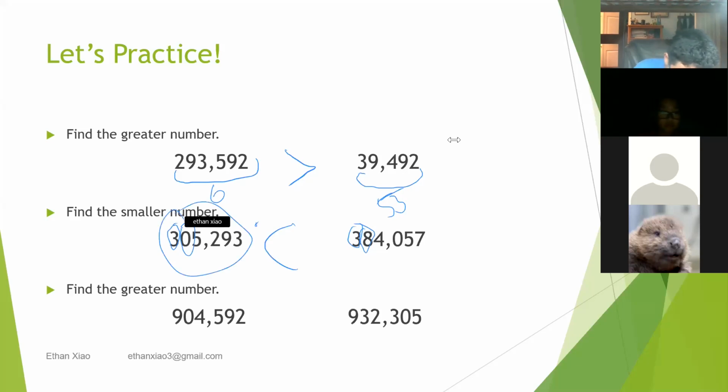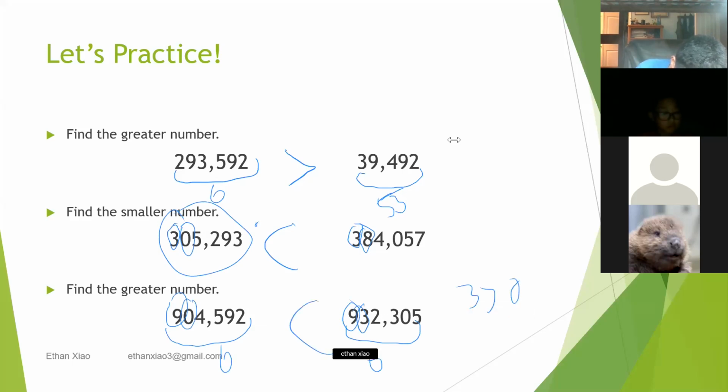For the third one, we find the greater number, and they all have the same amount of digits. And so the first digit, again, they're the same. And the second digit, this one is greater than this one. So that means this one's the greater number.